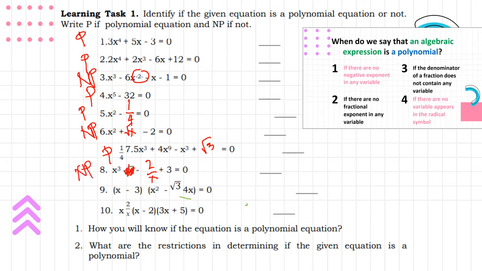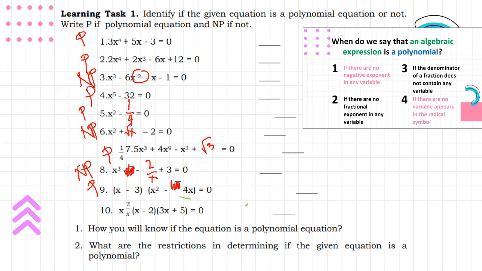Then, for number 9, we have x minus 3 times x squared minus 4x. Ito wala din pala to. X squared minus 4x lang, ano? Is equal to 0. So, kung titingnan naman natin, wala naman tayong negative exponent, wala din tayong square root, wala din tayong denominator. So, that means this is a polynomial.